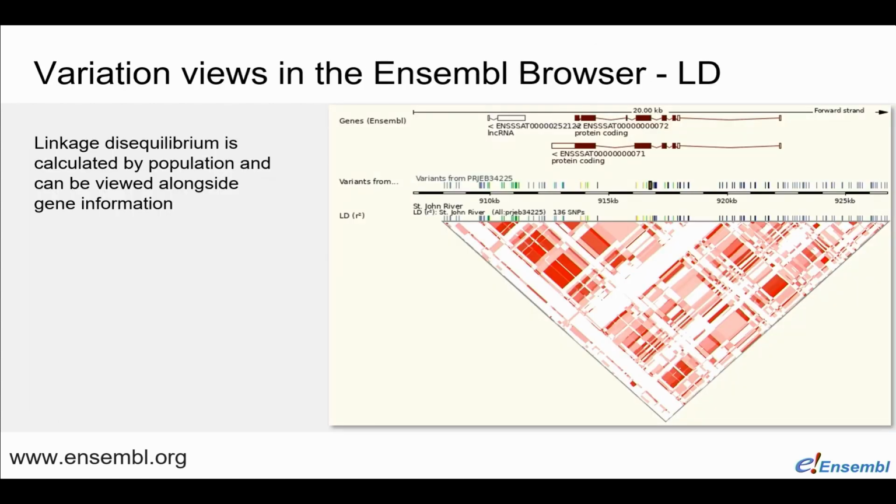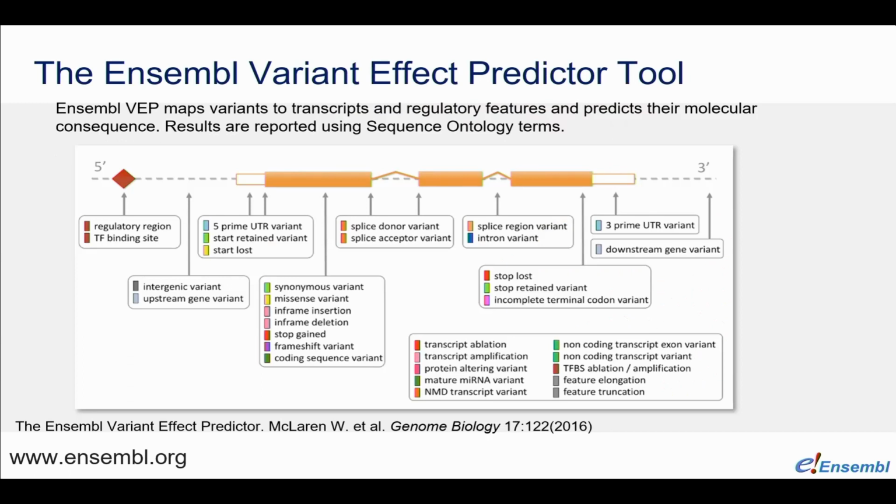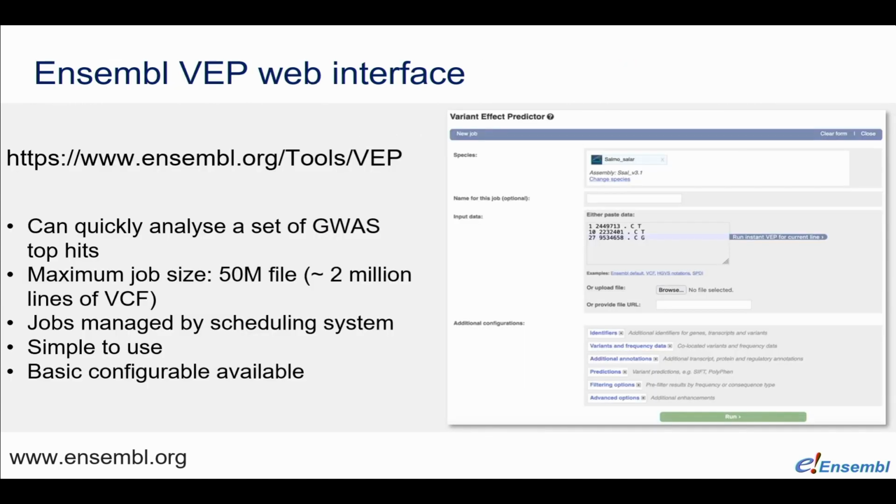We also do linkage disequilibrium calculated at the population level, and we'll present this alongside the gene information. And then one of the key things that we have is this Variant Effect Predictor tool, which is really allowing you to take the variants and the transcripts and regulatory features that you have and then predict their molecular consequence from the genomic information that we hold. And then we'll also report this back as a range of different sequence ontology terms for you to interpret your own variants against the wealth of data that we hold within our archives.